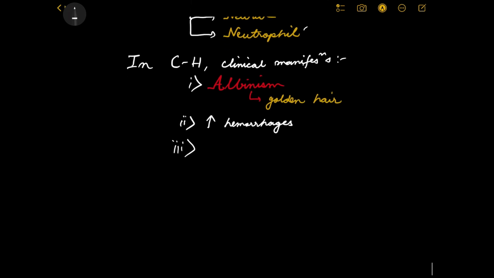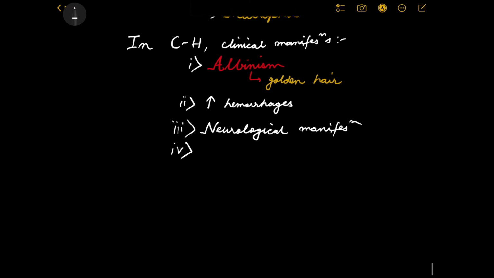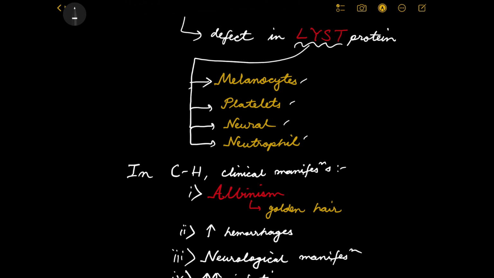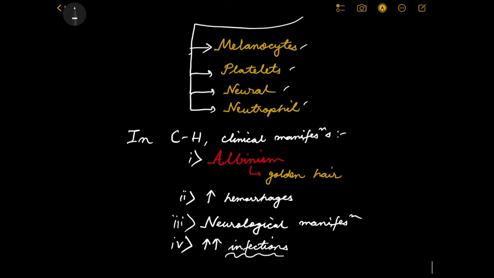Neural tissue. So obviously neurological manifestations. And last but obviously not the least, neutrophil problems. So problems in the defense mechanisms in our body. So very high chances of infections. So these are more or less the external clinical manifestations that are seen in Chediak Higashi syndrome.